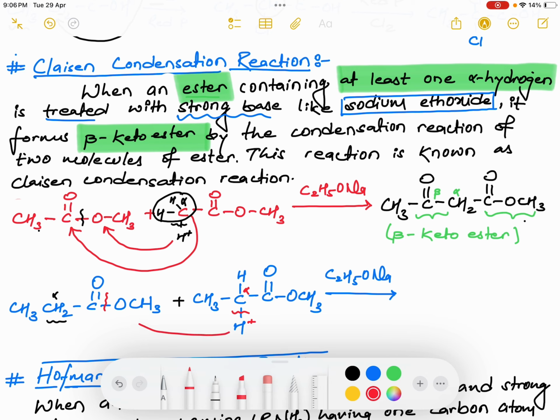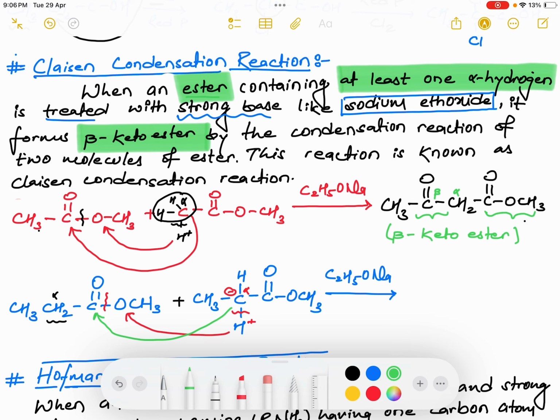This hydrogen will go and attach with this oxygen in order to form alcohol. And the carbon having the negative charge will come and attack the carbonyl group. This carbon will come and link with this carbon.